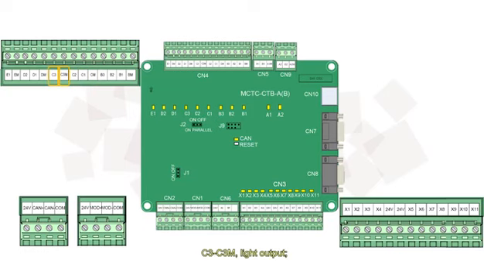C3 C3M, light output. D1 DM, up arrival signal. D2 DM, down arrival signal. E1 EM, audible and visual alarm.